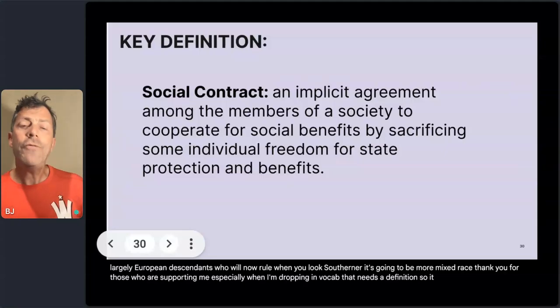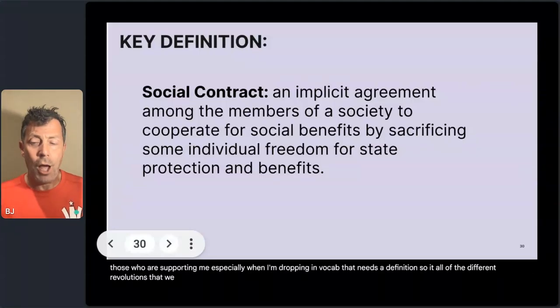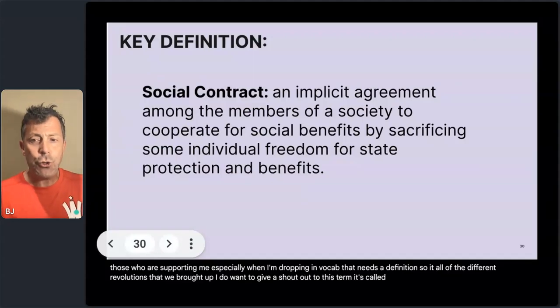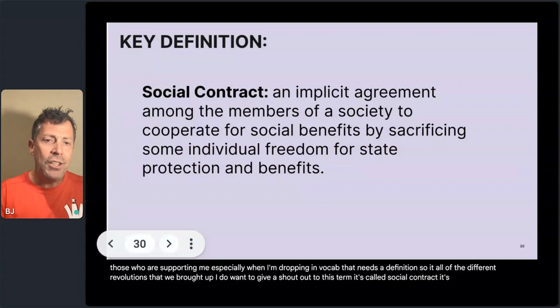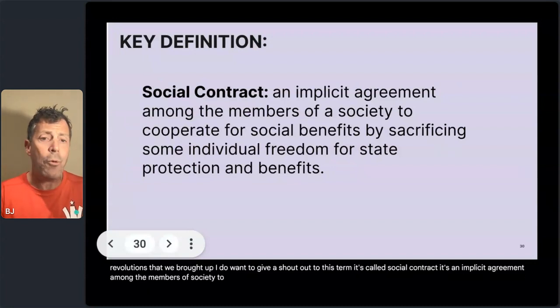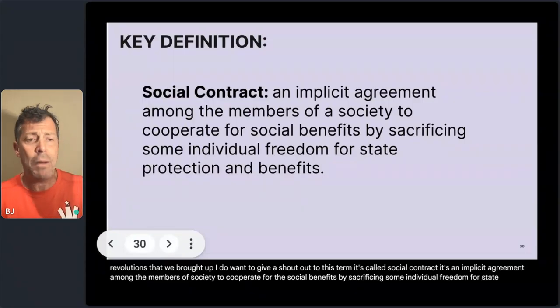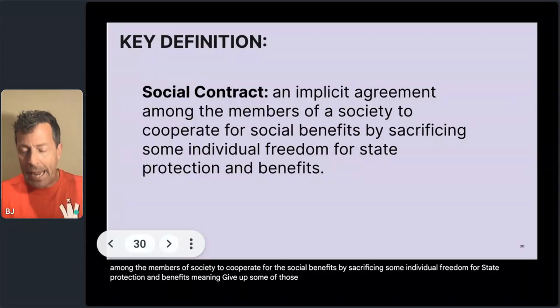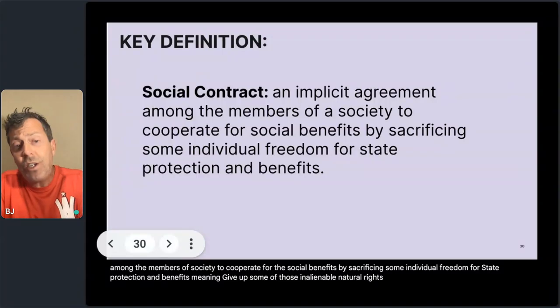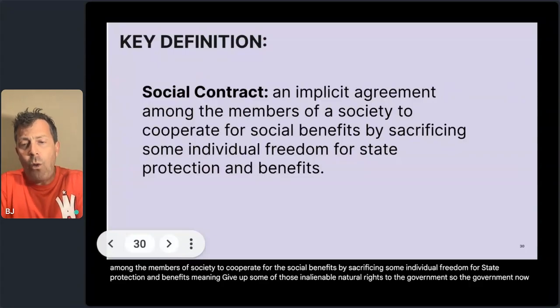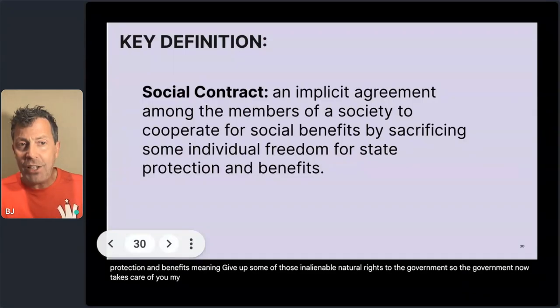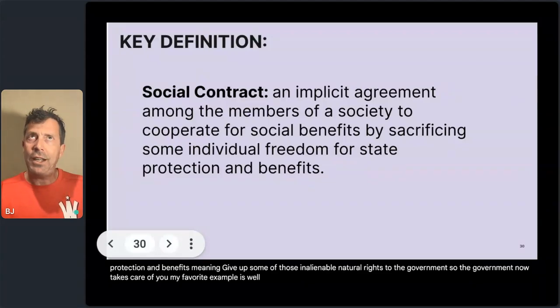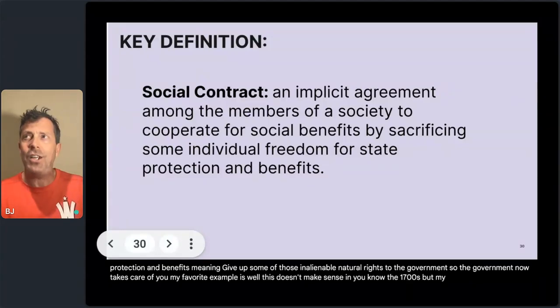So in all of the different revolutions that we brought up, I do want to give a shout out to this term. It's called social contract. It's an implicit agreement among the members of society to cooperate for the social benefits by sacrificing some individual freedom for state protection and benefits. Meaning, in short, you give up some of those inalienable natural rights to the government, so the government now takes care of you.